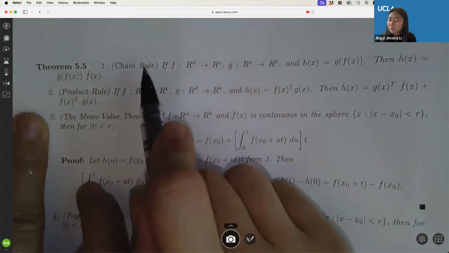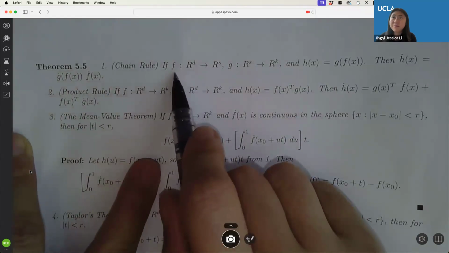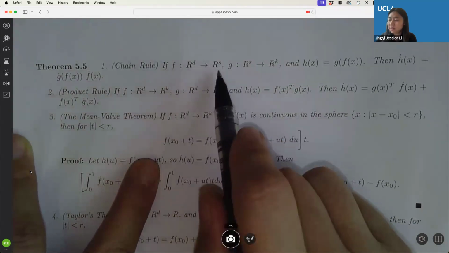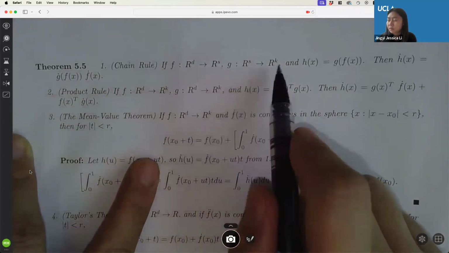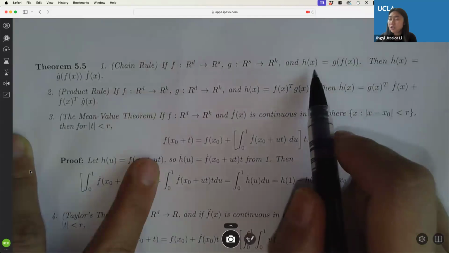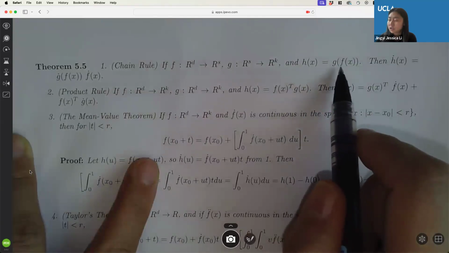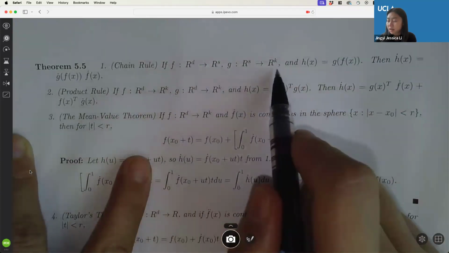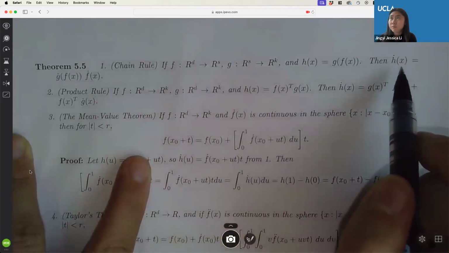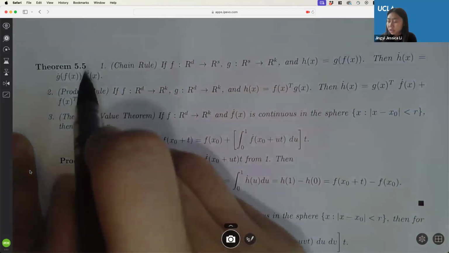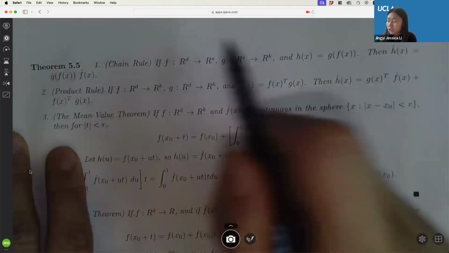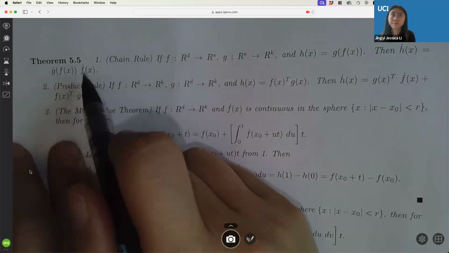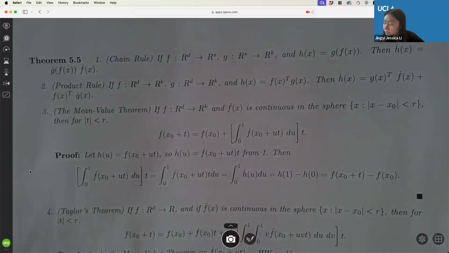Vector form. First one, chain rule. If you have F mapping from R^d to R^s, d dimensions to s dimensions, and G from R^s to R^k, then H, the composite function, is just G applied to F of x, so it maps from R^d to R^k. Then you have the chain rule: H dot of x is G dot applied to F of x, times F dot of x. This is the chain rule in calculus.